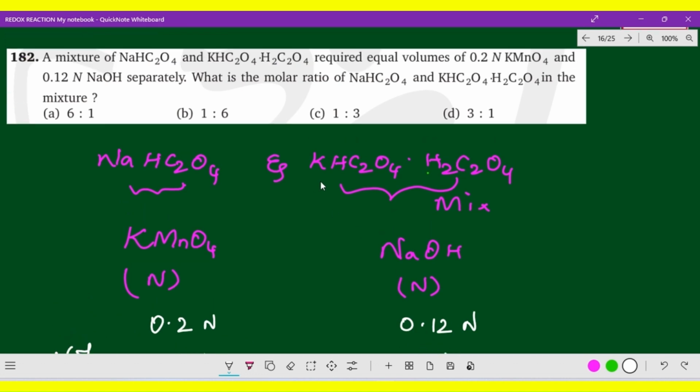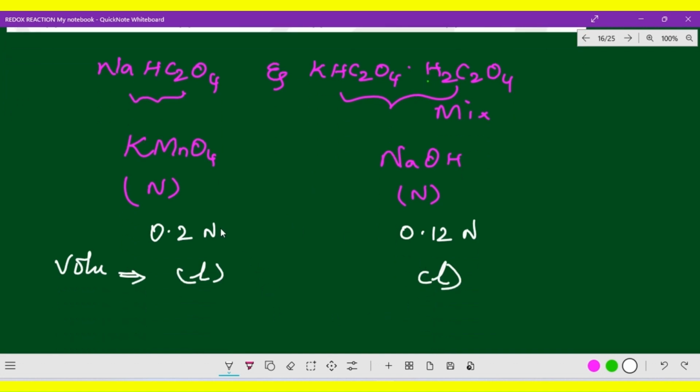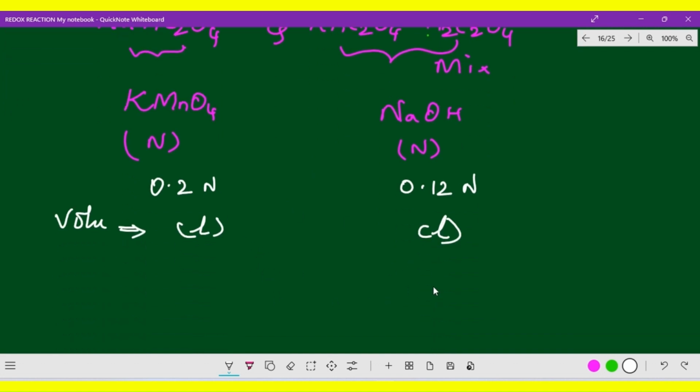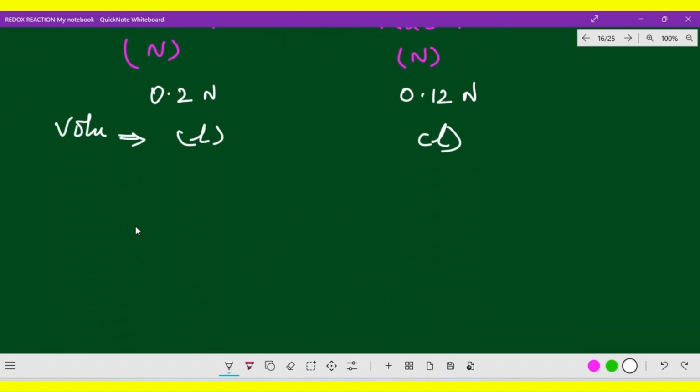Okay, so here what they mention is equal volume. See, both are equal volume. So these 5 liters means here also 5 liters, like equal volumes. Now we have to identify the molar ratio. Okay, molar ratio. I hope you got the idea of how to analyze this question. That's what I have given, the data, each and every point.